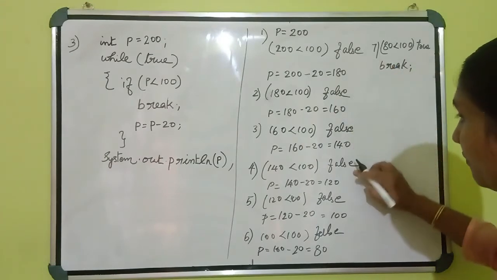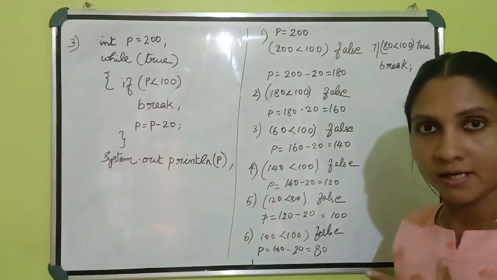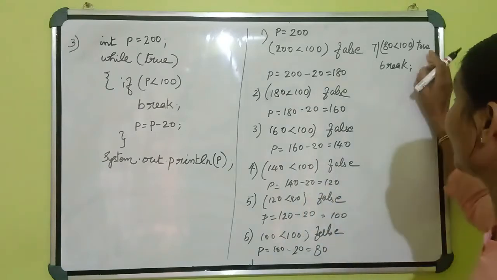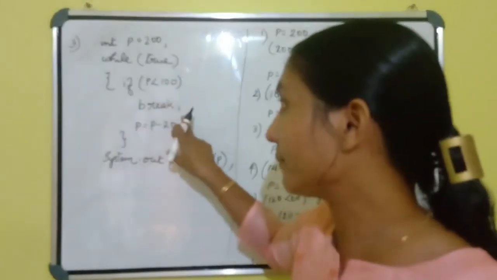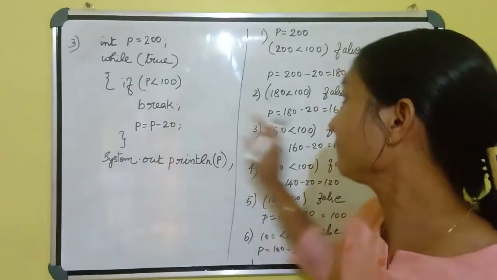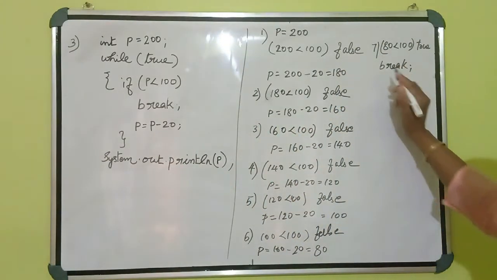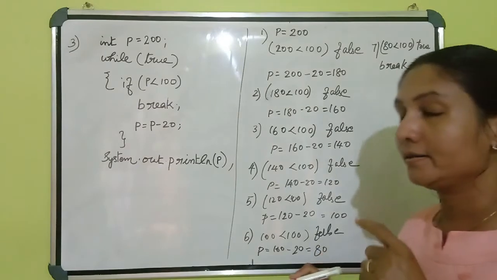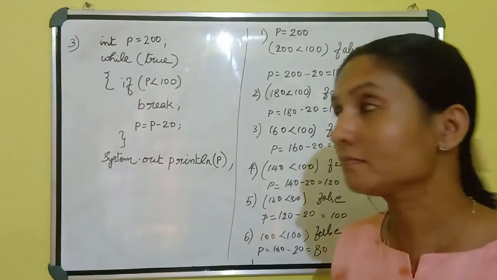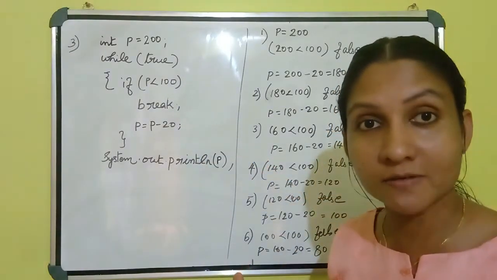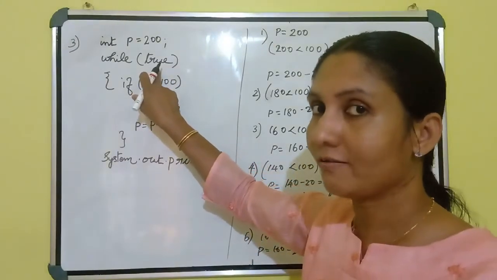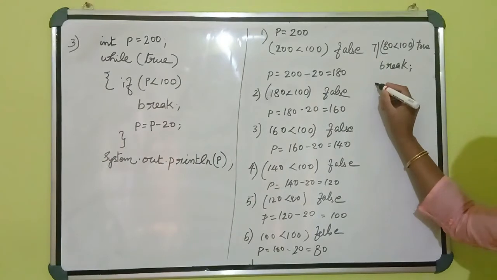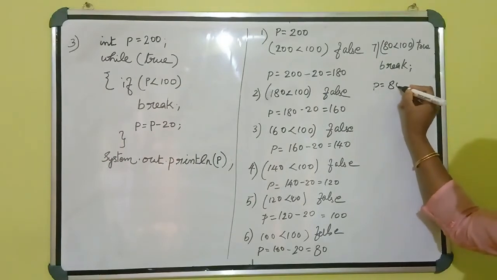Here 1, 2, 3, 4, 5, 6 times the condition is false, so it will continue, but whenever it meets the correct, true condition, it will break the program. That means the loop will execute how many times? 7 times. How many times will it execute? 7 times. Then the final value of p is equal to 80.